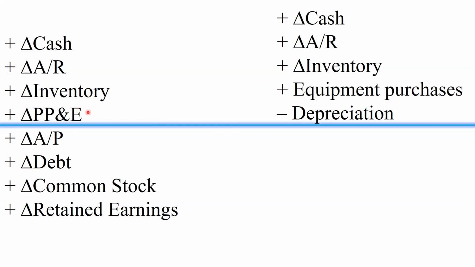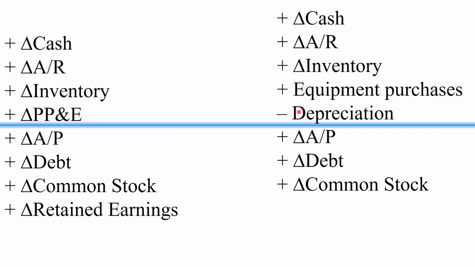That's how the PP&E balance goes up. It goes down when we record depreciation expense. So minus depreciation. In other words, the change in PP&E is equal to equipment purchases minus depreciation. So that's what I've done in this step. And I'm leaving accounts payable and debt the same, and the change in common stock the same. But now I'm going to break up retained earnings. How does retained earnings get from its beginning of the year balance to end of the year balance? Well, beginning retained earnings plus net income minus dividends equals ending retained earnings. So the change in retained earnings is equal to net income minus dividends.